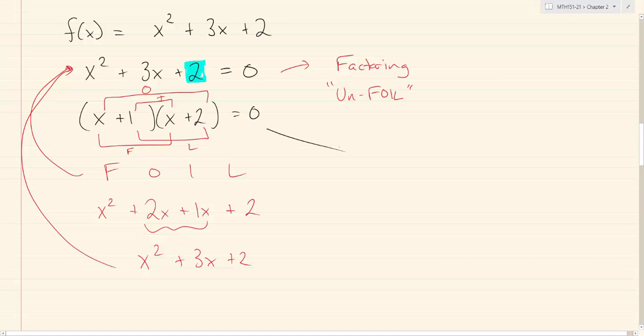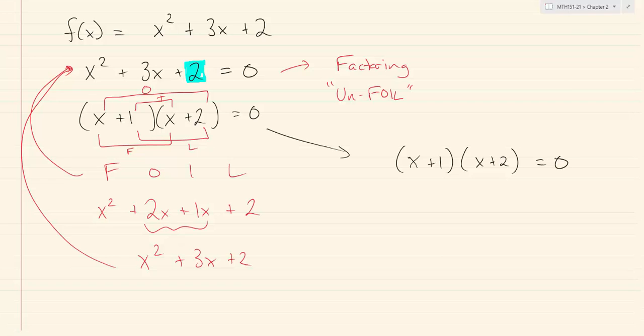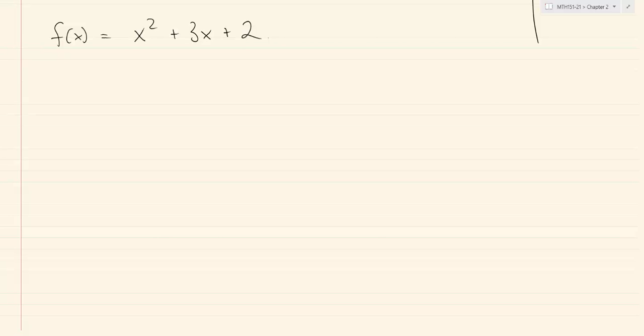So this tells us that x plus 1 times x plus 2 equals 0. What makes this true? What values of x? -1 and -2. So x equals -1 and -2. So the one that we just did was f of x equals x squared plus 3x plus 2. And we said it goes through the x-axis at -1 and -2. Great. No worries, piece of cake.